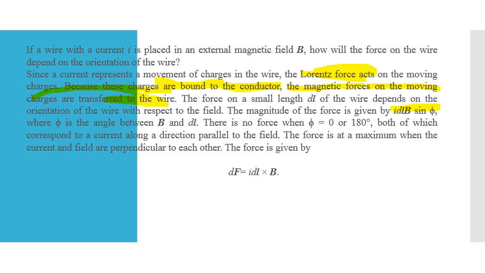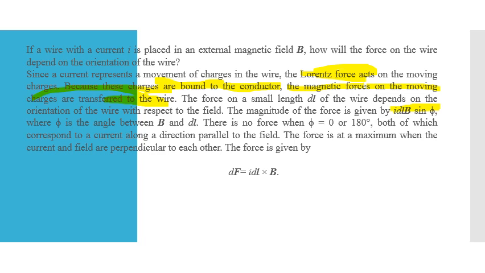I is the current, that is moving in the wire. B is the magnetic field, and dl is a small length of the wire that we have taken.